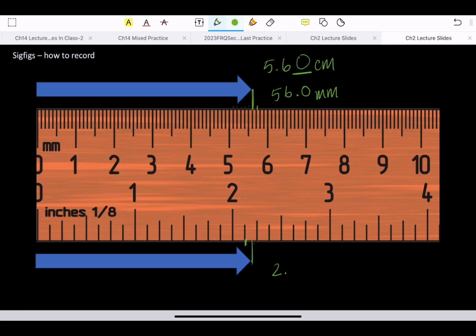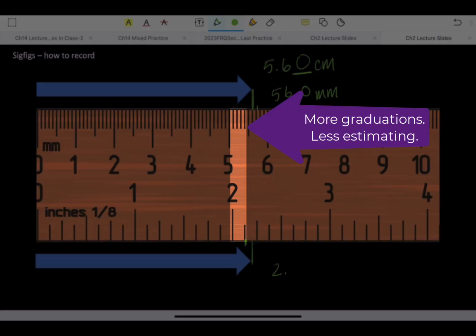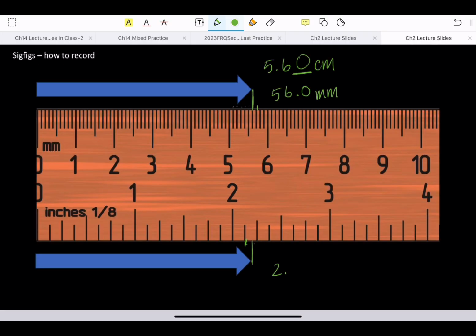Now, when we talk about the level of precision we can get from a tool, I hope it becomes crystal clear here that between the centimeters and millimeters, we get better resolution of our measurement, as in the distance between the graduations is smaller in the centimeters and millimeters than it is in the inches, which partly has to do with the quality of this ruler, but anytime that's true, we're going to get better resolution.